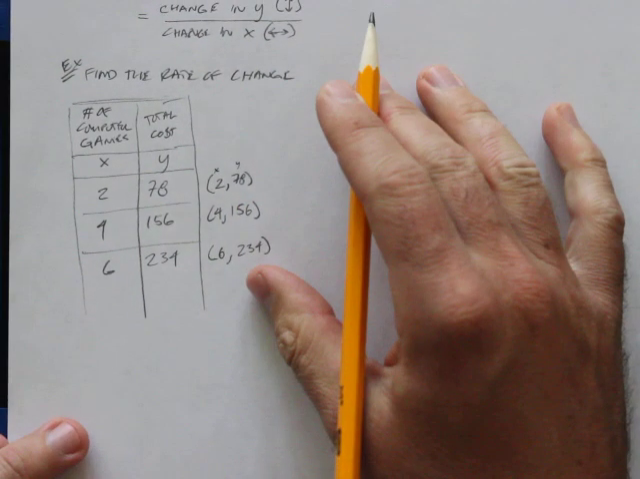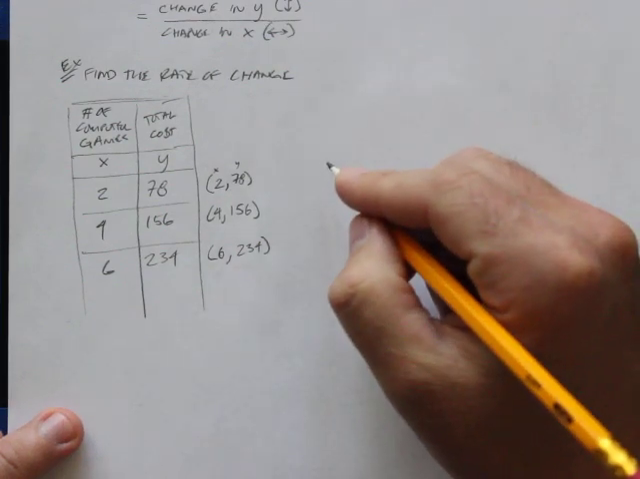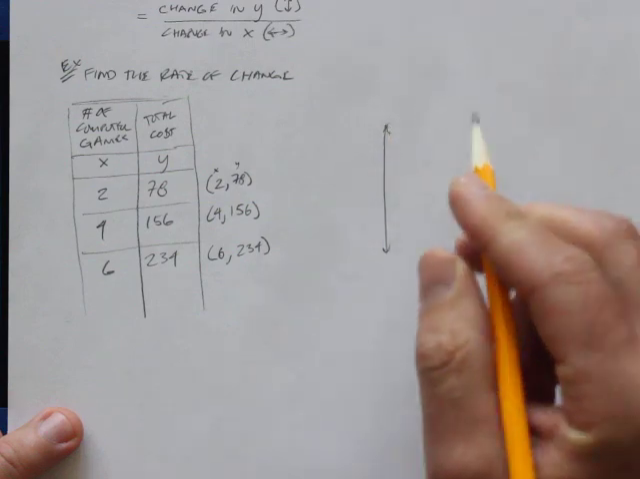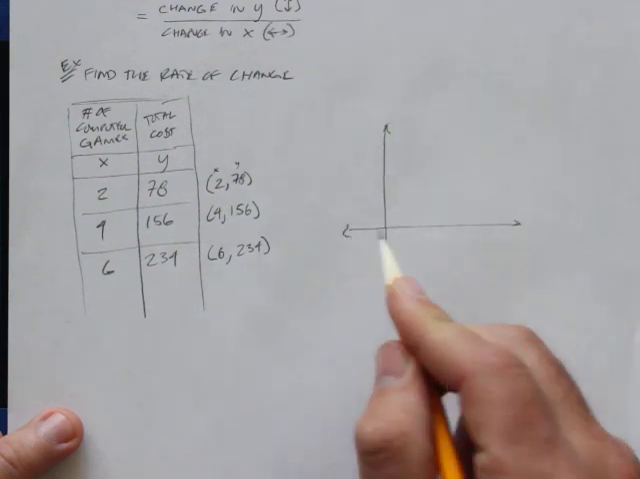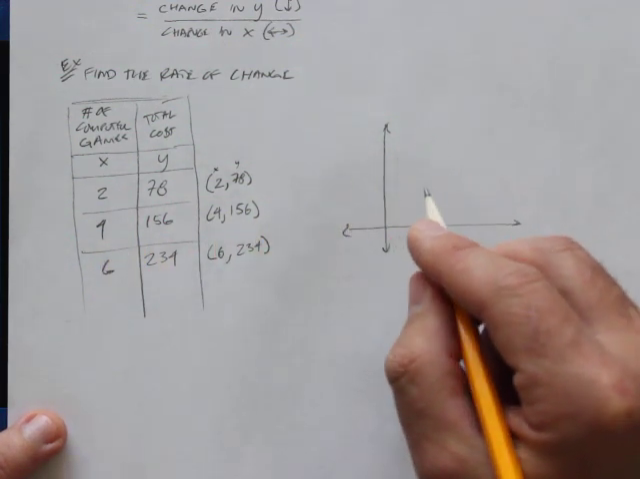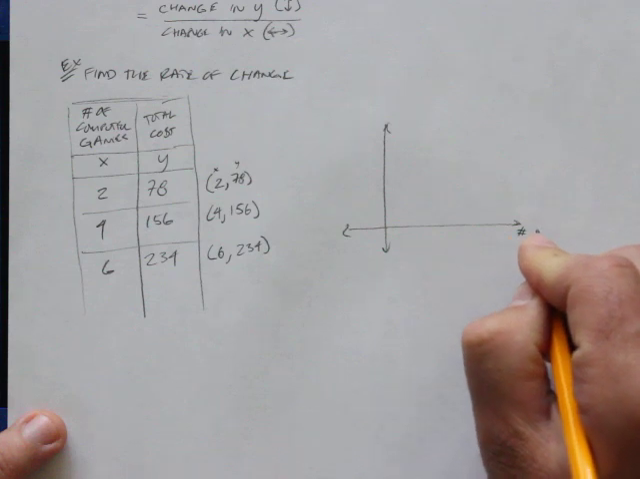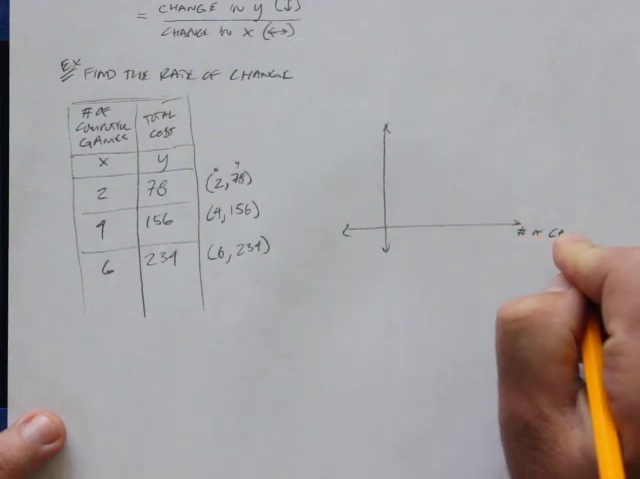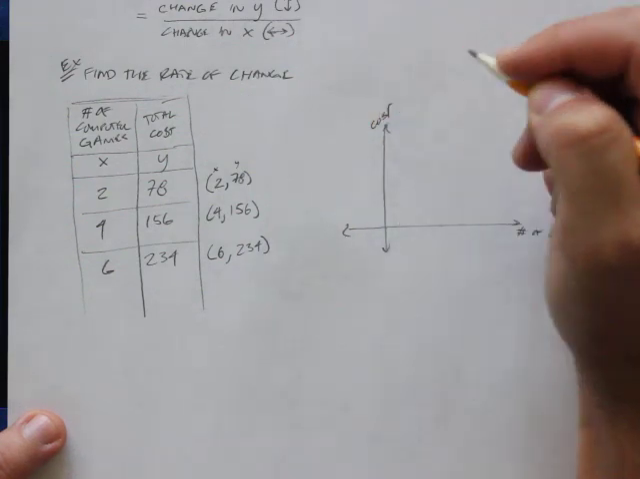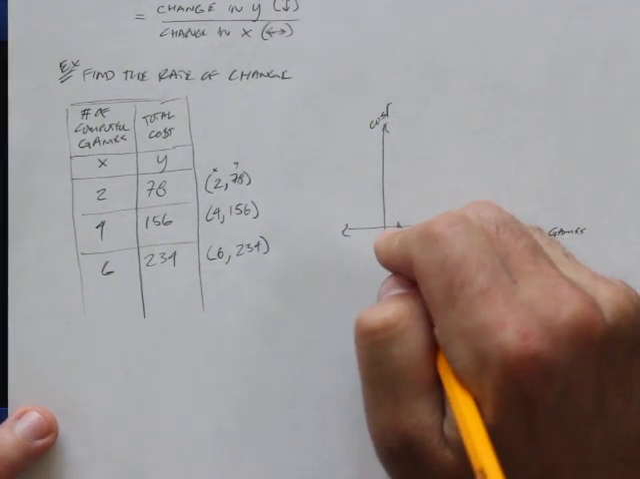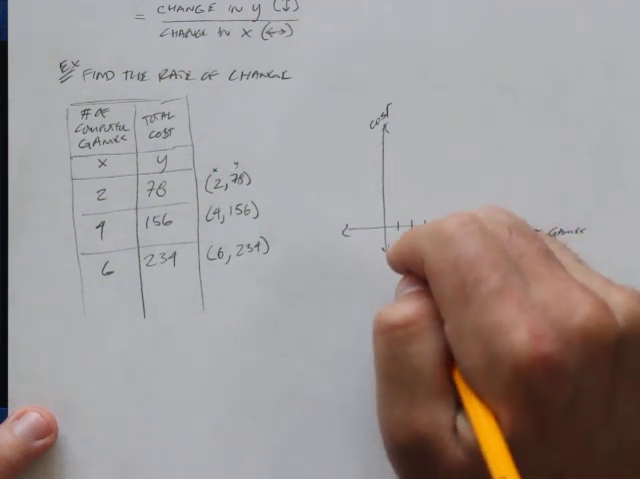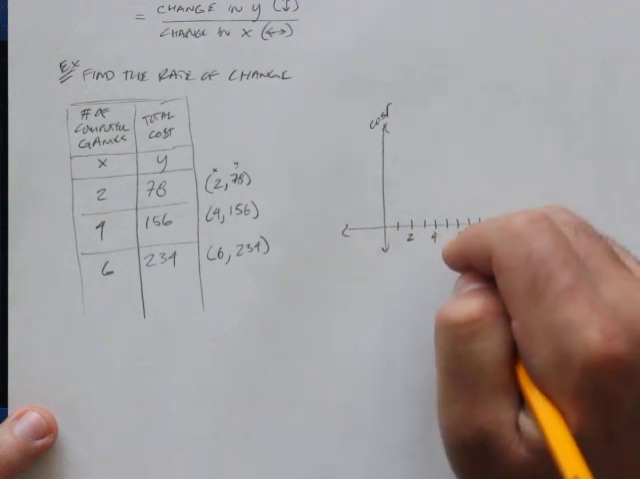Okay, so let's go ahead and graph this. We'll just kind of somewhat roughly graph it so we can see that this is a line. And so the x is going to be the number of games. And the y value is going to be the cost. So let's just go like this. So we've got at 2, we've got at 4, and we've got at 6.